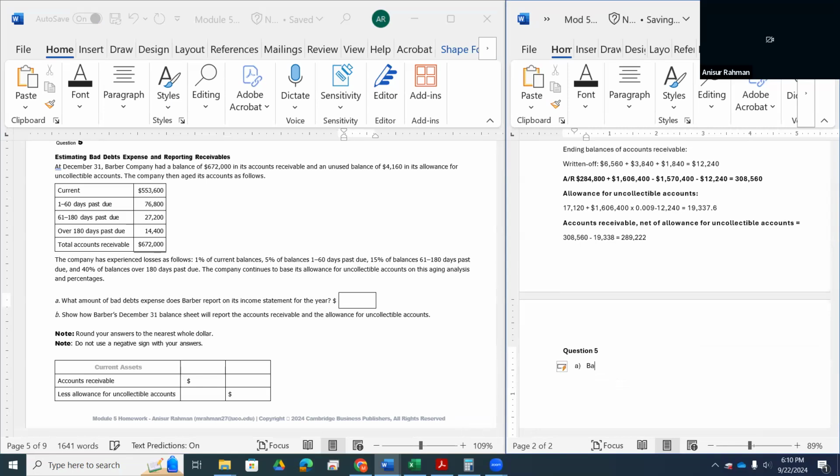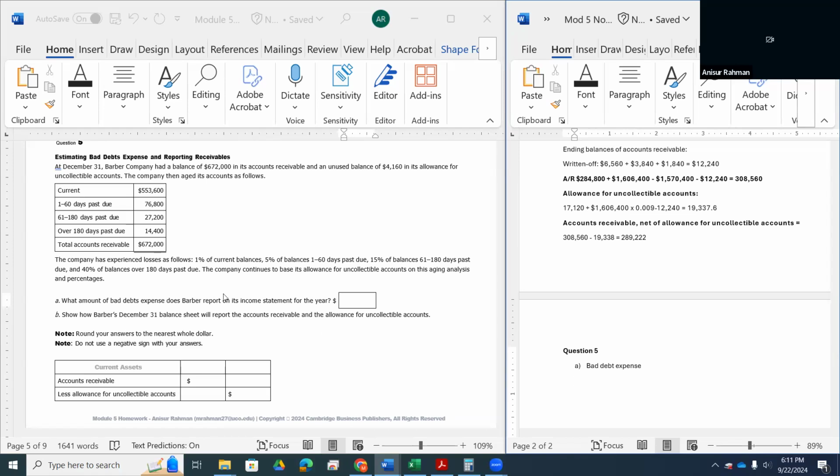So bad debt expense. Remember, in the case of bad debt expense, when a company makes credit sales, it records an allowance for uncollectible accounts. And the company also reduces income by the same amount. This is called bad debt expense, the amount that comes from the allowance for uncollectible accounts and is reflected as an expense on the income statement. So we need to first calculate the allowance for uncollectible accounts.